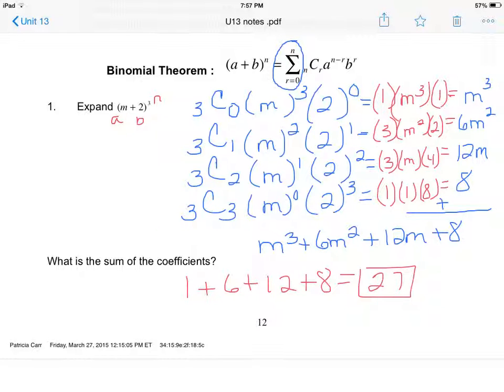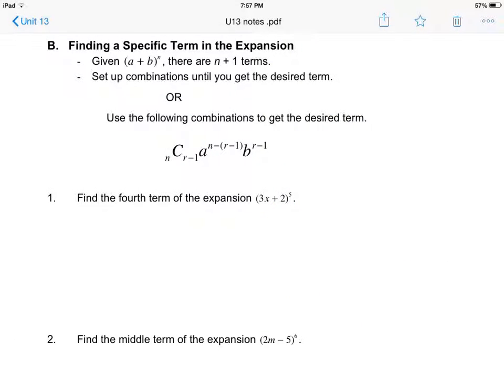All right, what happens if I want only a specific term in an expansion? Same formula, but this time I'm not summing it because I only want a specific term. I wouldn't use this formula here. It's just a little bit too confusing. I would use the same formula, combination of n things taken r at a time, a raised to the n minus r, b raised to the r.